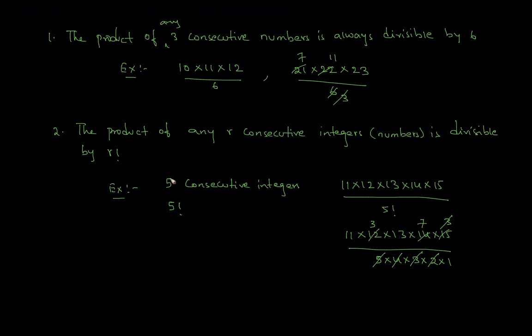So these two properties are very, very important. For the second one, the product of 4 consecutive numbers is divisible by 4 factorial, and the product of 8 consecutive integers is divisible by 8 factorial. That is the meaning of the second point. Understood? The concepts are clear.